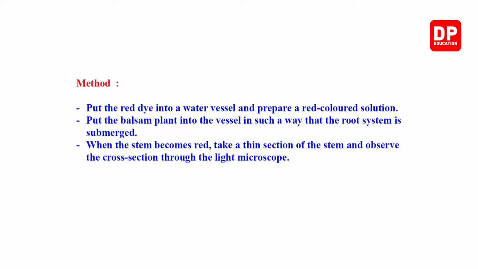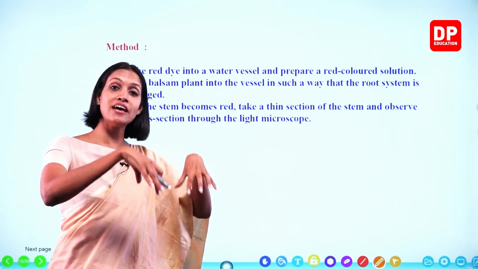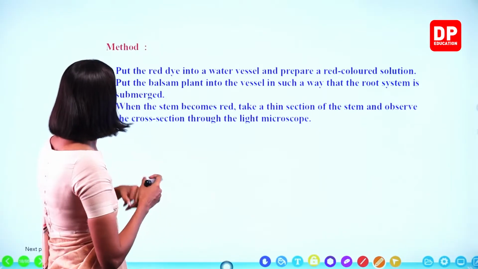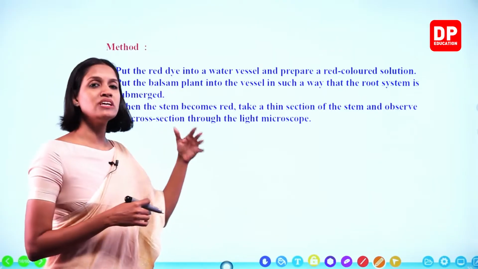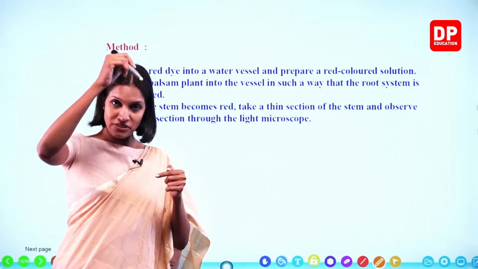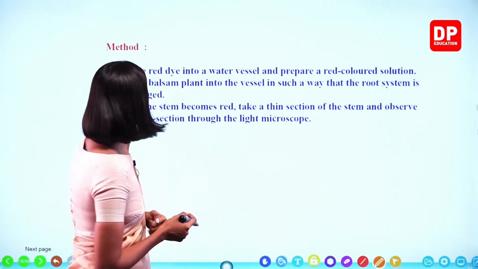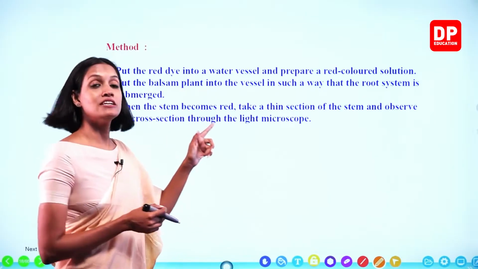Put the red dye into a water vessel and prepare a red color solution. Put the balsam plant into the vessel in such a way that the root system is submerged. The root system should be immersed in that red color liquid. When you leave it for about an hour or two, you will see that one part of the stem will become red. Take a thin section of the stem and observe the cross section through the light microscope.